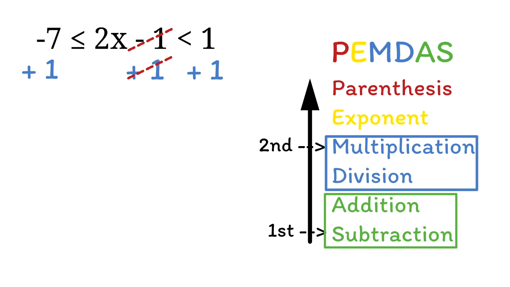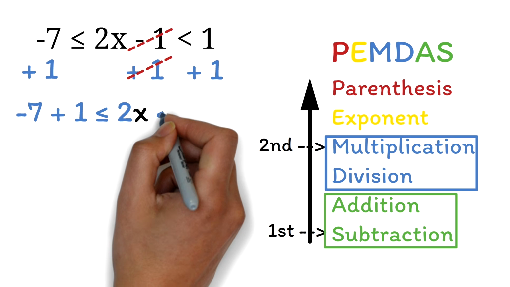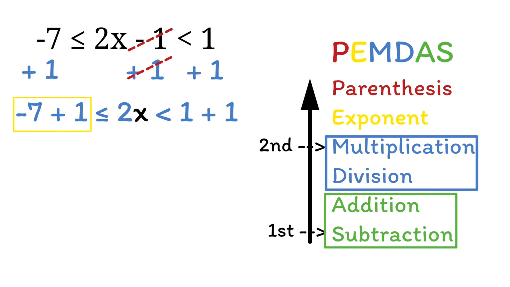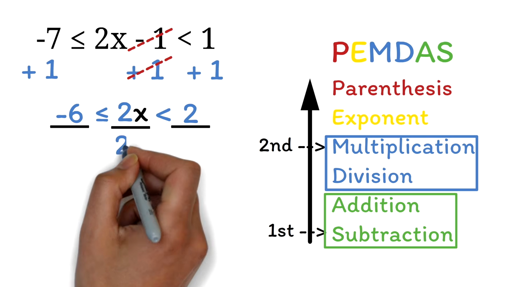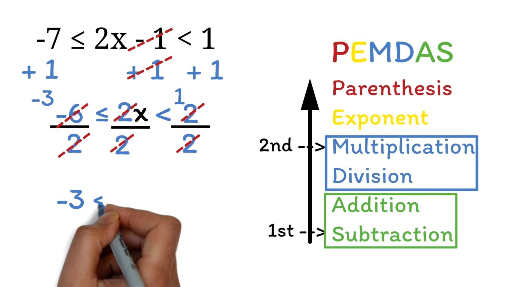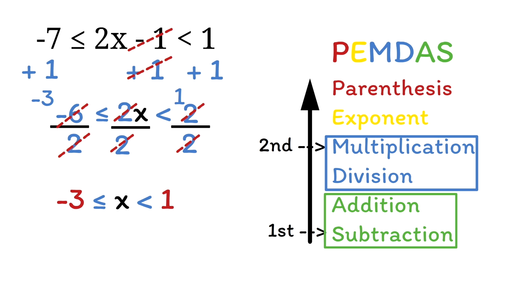This gives us the expression negative 7 plus 1 less than or equal to 2x and less than 1 plus 1. Negative 7 plus 1 is negative 6, and 1 plus 1 is 2. Next, we divide all three sides of the inequality by 2 to get rid of this 2. 2 goes into negative 6 negative 3 times. 2 divided by 2 is 1. So this gives us negative 3 less than or equal to x and less than 1, our final answer.